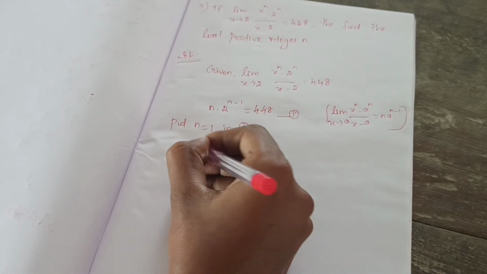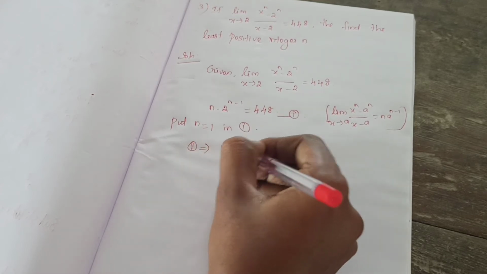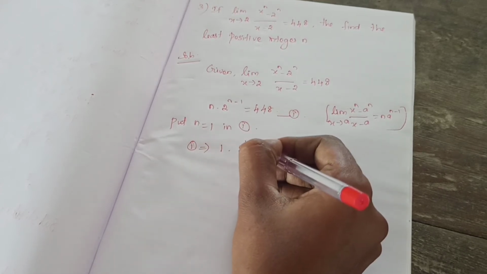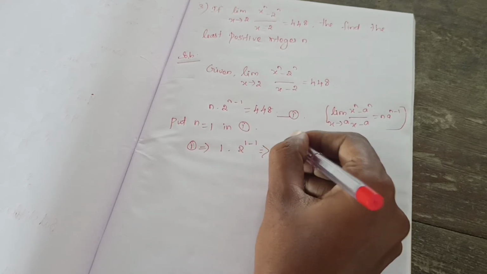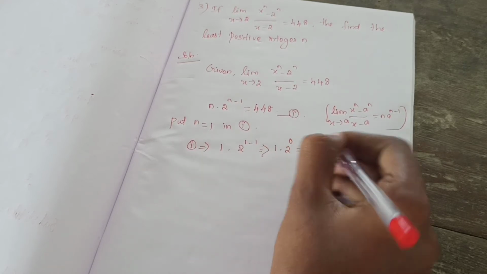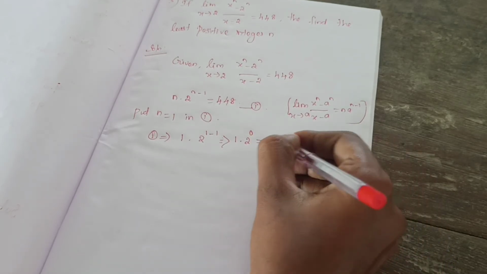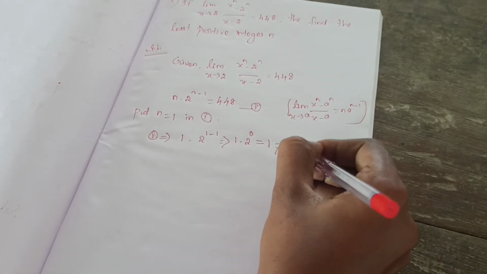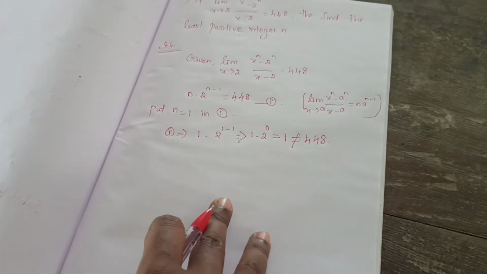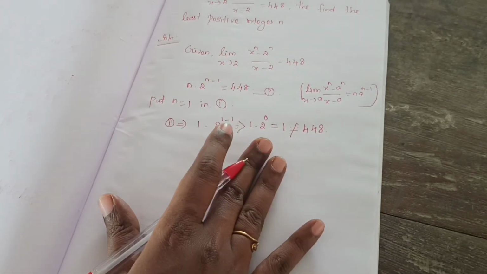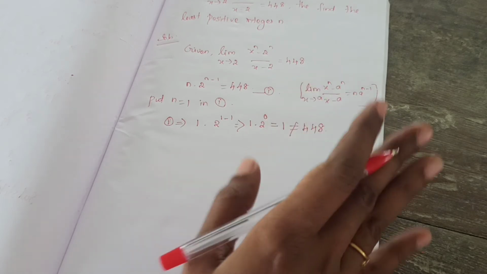Equation 1: substitute n equal to 1 into n times 2 power n minus 1, which implies 1 into 2 power 0. What will you get? 1. Is it equal to 448? Not equal. If we need to proceed one by one, when we get the answer as 448 for a certain n value, we will stop there.